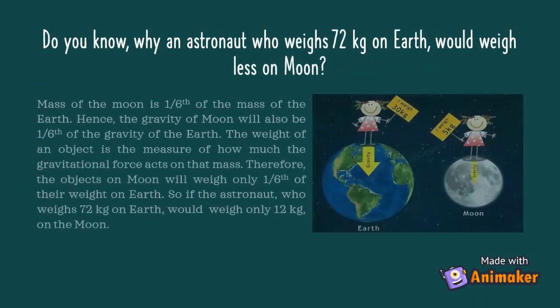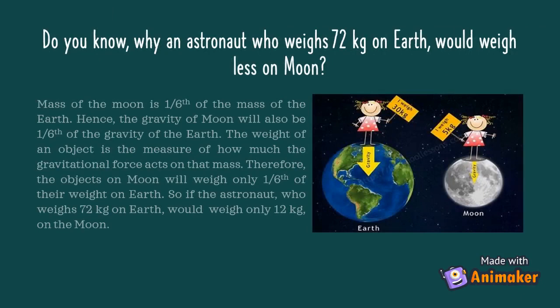Do you know why an astronaut who weighs 72 kilograms on Earth would weigh less on Moon? Mass of the Moon is 1/6 of the mass of the Earth. Hence, the gravity of Moon will also be 1/6 of the gravity of the Earth. The weight of an object is the measure of how much the gravitational force acts on that mass. Therefore, the objects on Moon will weigh only 1/6 of their weight on Earth. So the astronaut, who weighs 72 kilograms on Earth, would weigh only 12 kilograms on the Moon.